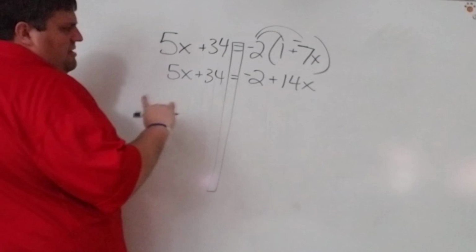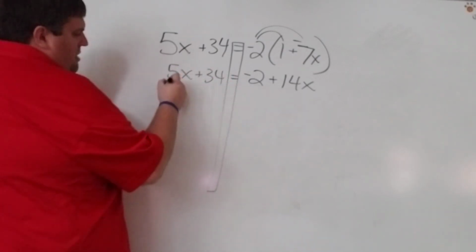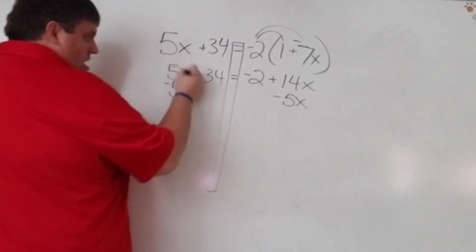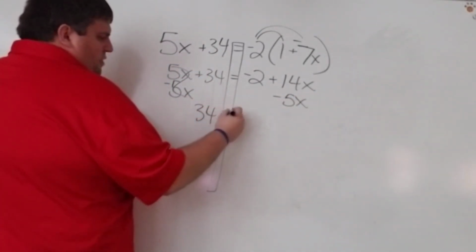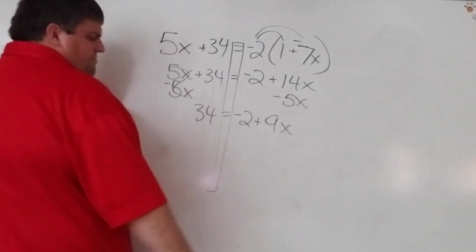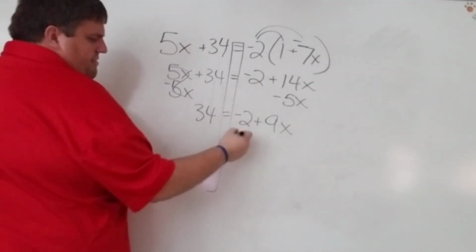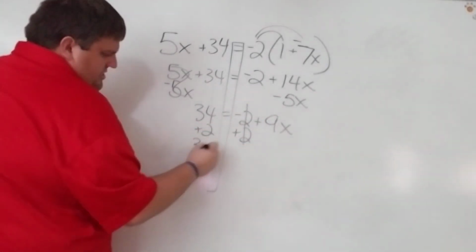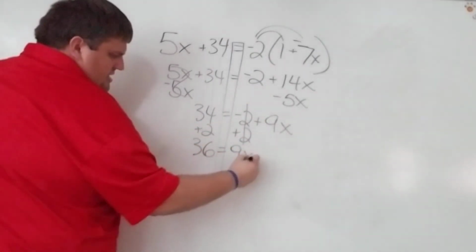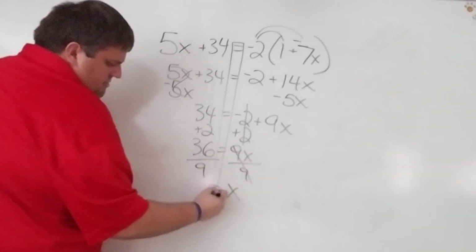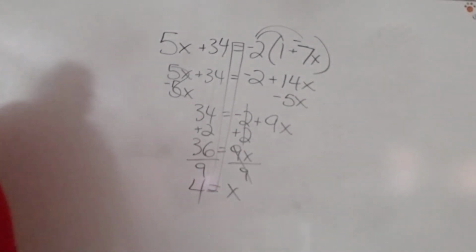And then I have x's on both sides. Again, I'd always get rid of the smaller one first. So I'm going to minus 5x from both sides. That's going to give me 34 = -2 + 9x. And then just a two-step. I want to get rid of negative 2, so I'm going to add 2. So 36 = 9x. And then I divide by 9, and x = 4.